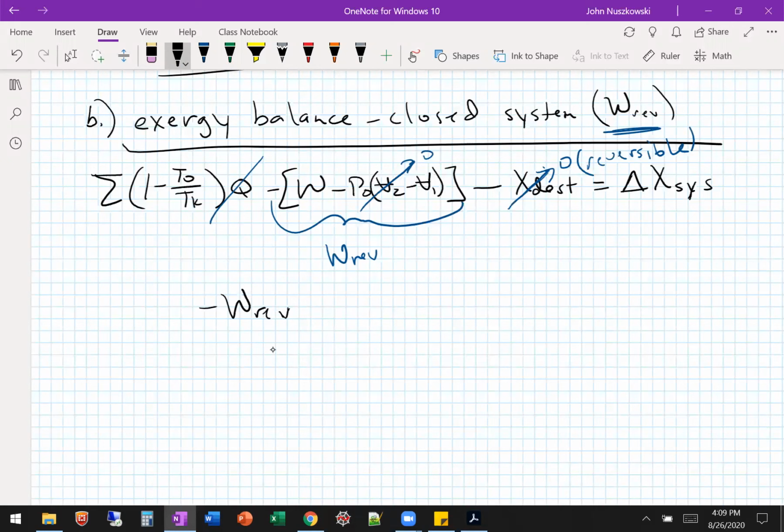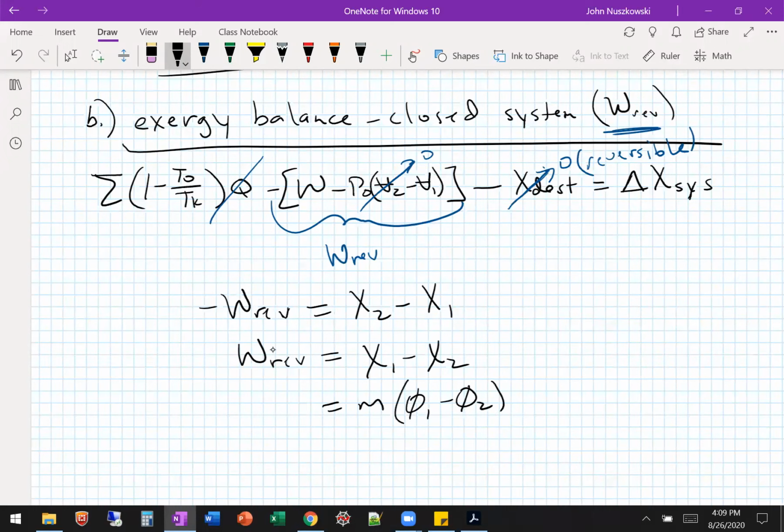All right, so then we have work reversible is the change in exergy, okay, of our system. Get rid of that negative sign. The per unit mass of the non-flow exergy.